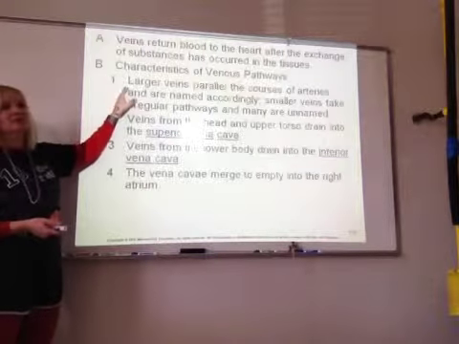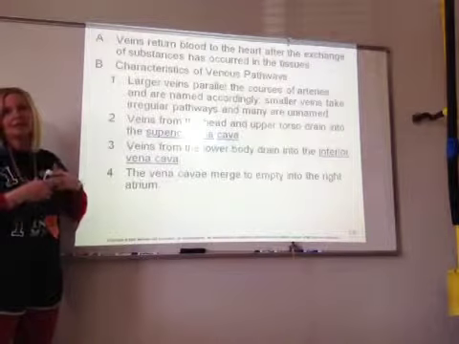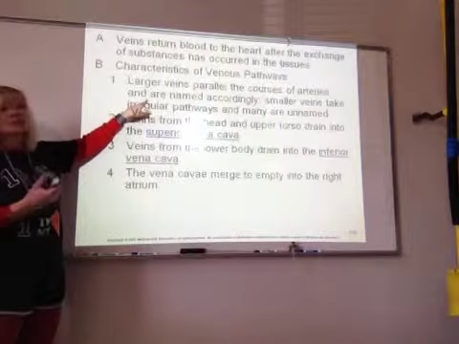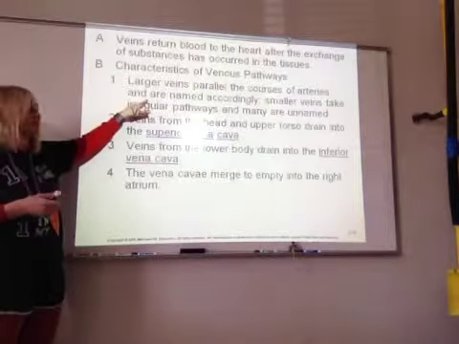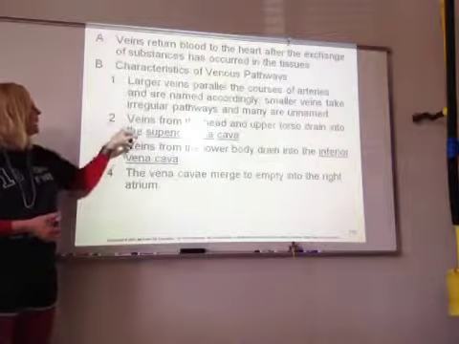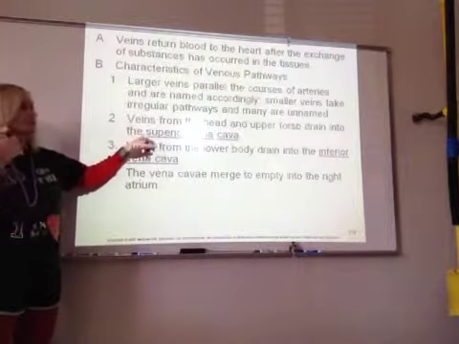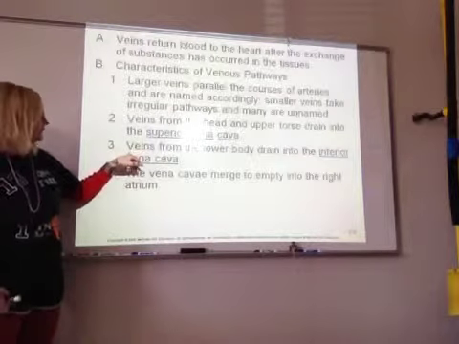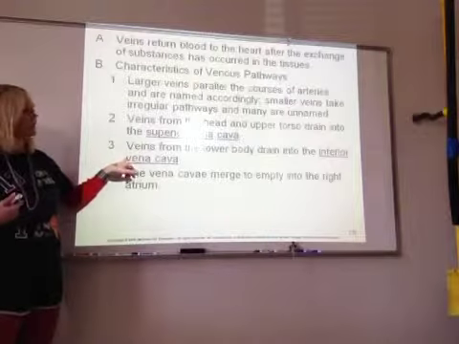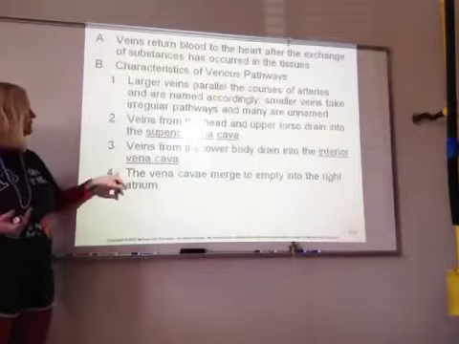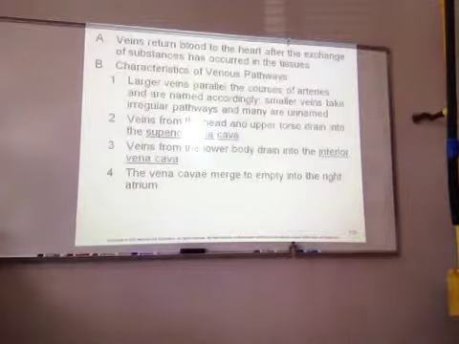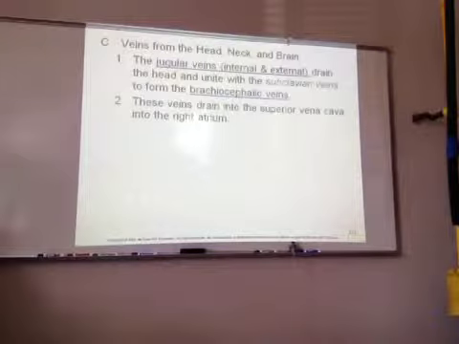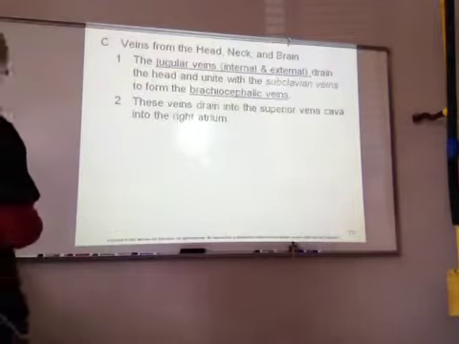Larger veins parallel the courses of arteries, so they run right side by side. And that's why a lot of them are named the same, which also makes it easier for you to memorize them, so that's a good thing. Veins from the head and upper torso are going to drop into your superior vena cava, which we already looked at on the heart. Veins from the bottom come into the inferior vena cava, which we already looked at. And then they are going to drop into your right atrium. So your vena cavas, you're definitely responsible for knowing.